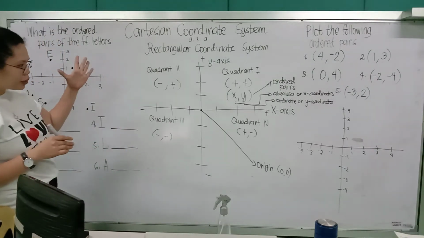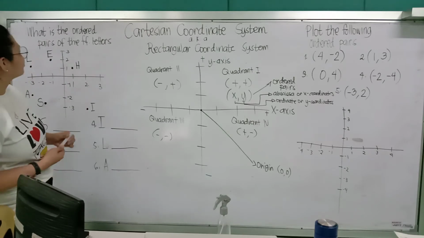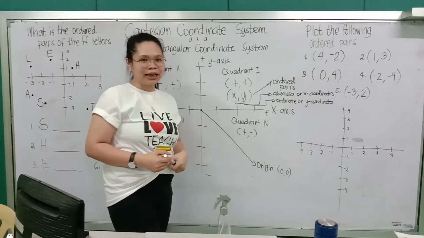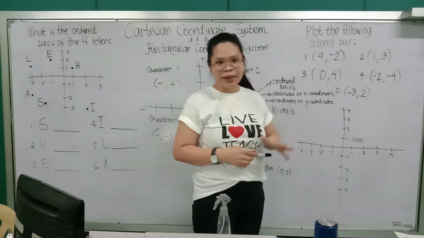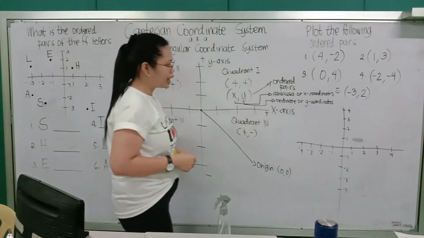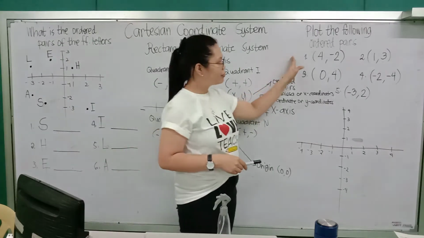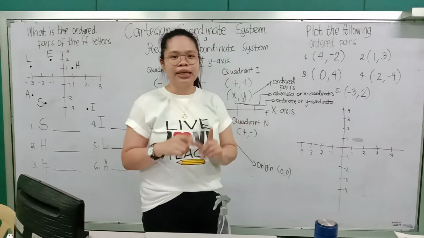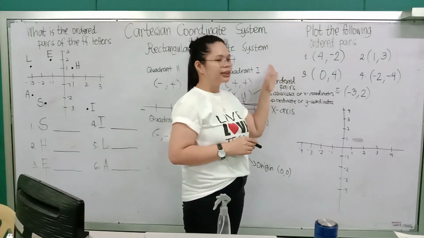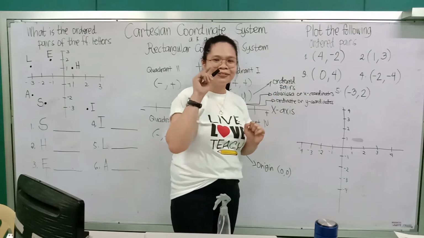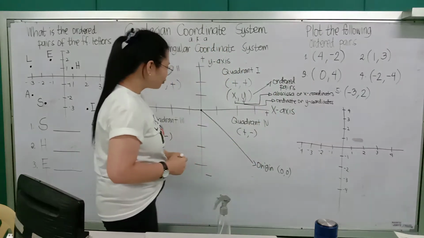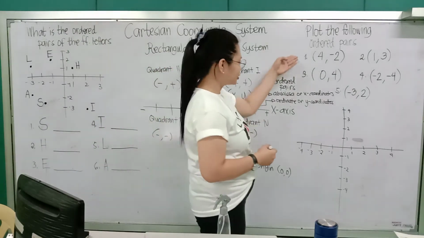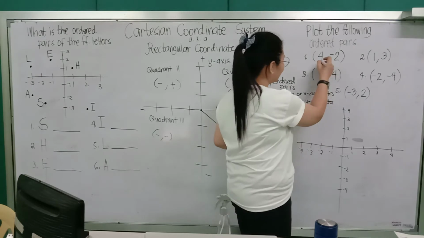Right now, let's move on to plotting. Let's plot some ordered pairs. We have 5 examples here. The first is 4 and -2. Which quadrant can they be plotted in? One is positive, the other is negative. Very good, that belongs to quadrant number 4. So, our x is 4.